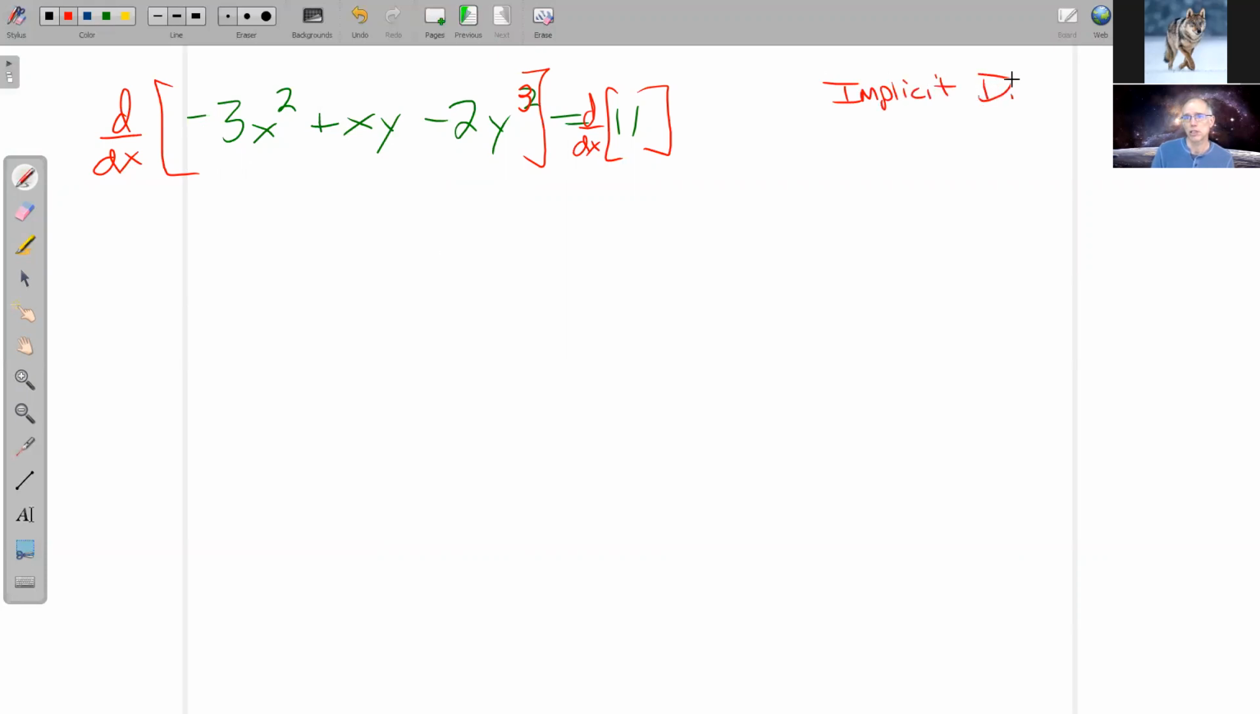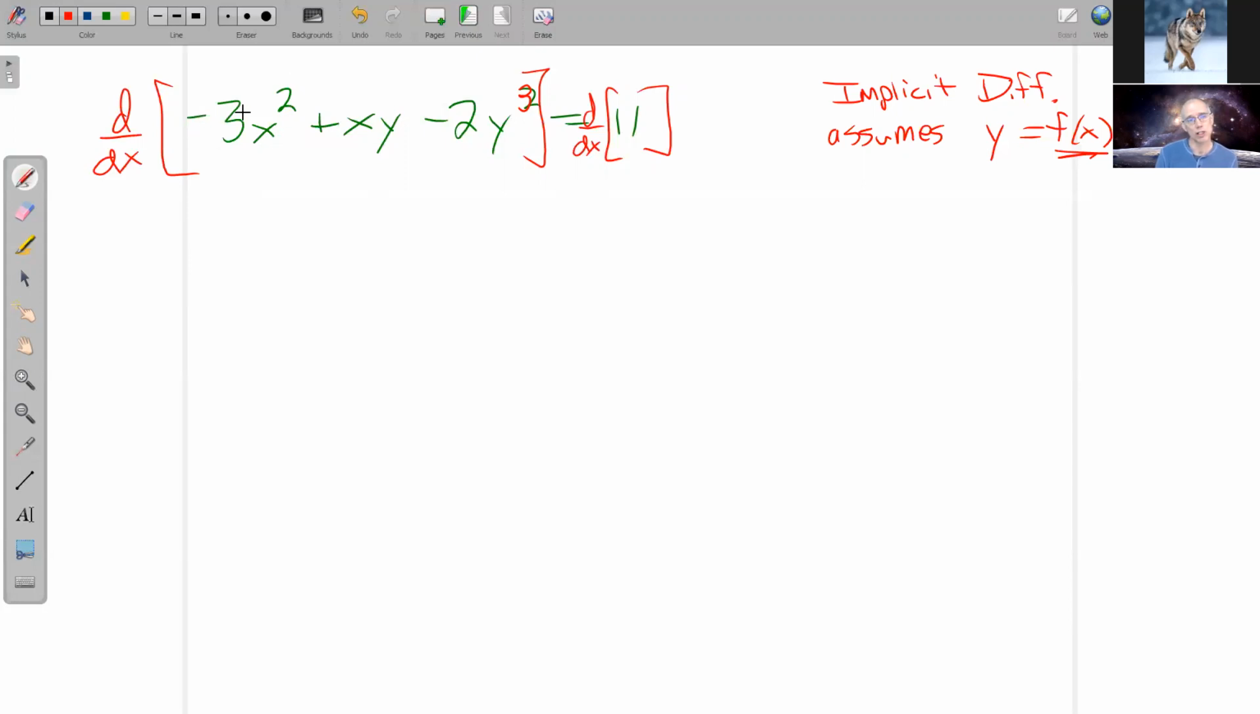Implicit differentiation assumes y is a function of x, which means when we see a y, we've got to think chain rule, because y is a function of x. It's not x. And again, chain rule applies. Anytime you take the derivative of something and it's not just an x, then you have to apply the chain rule. And y is not just an x.